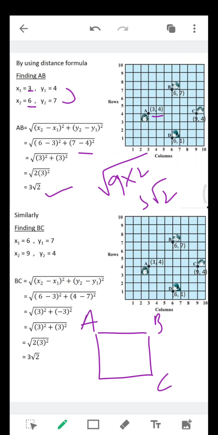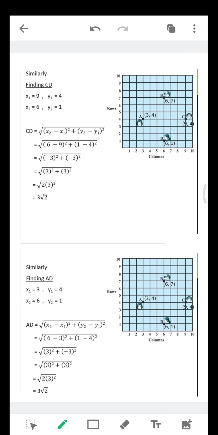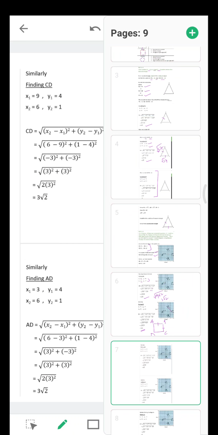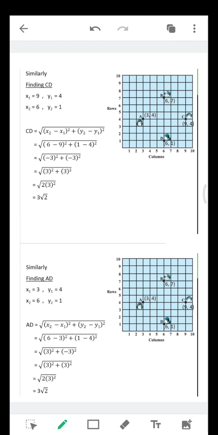So I'll find the distance of all the four sides. AB is done, 3 root 2. Then I'll find BC, taking the vertices B and C, that is 6, 7 and 9, 4. That also I got as 3 root 2. Then we'll proceed in the same manner, finding CD, then DA.